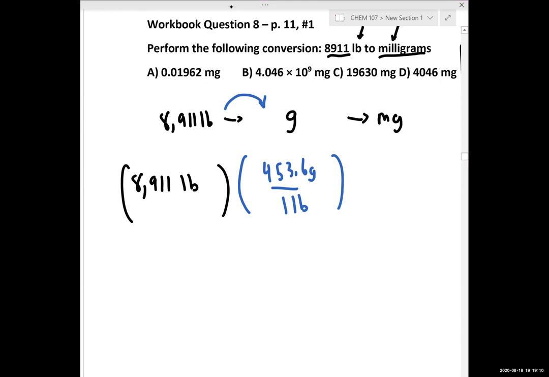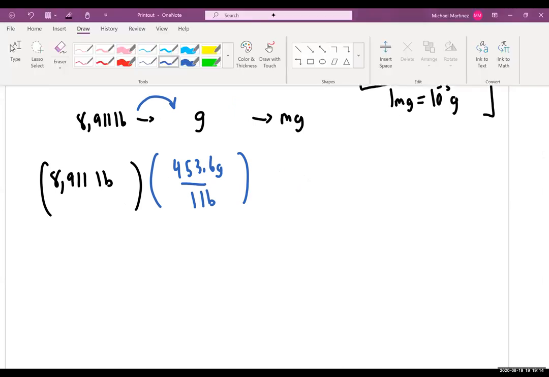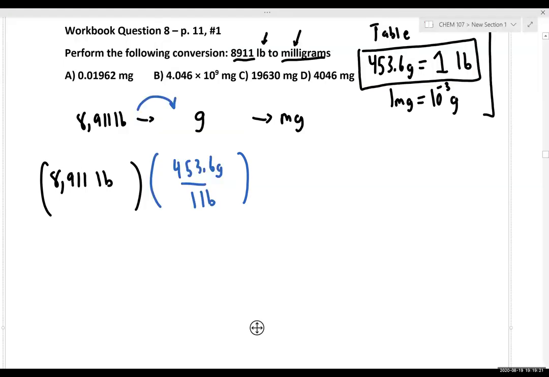So we've set up our first unit conversion. Now for the next step, I'm just finding the right pen to show the second step. For the next step, we're going from grams to milligrams. Since we're going to milligrams, what units go on top? Milligrams. Yep, exactly right. So we have 1 milligram, and then on the bottom, how many grams? 10 to the negative 3.